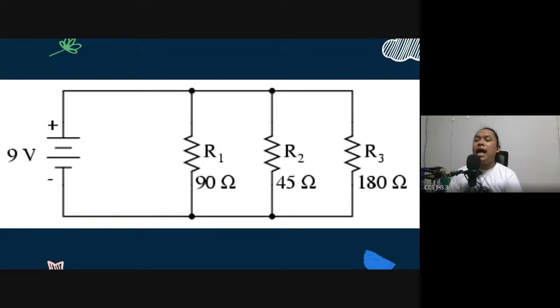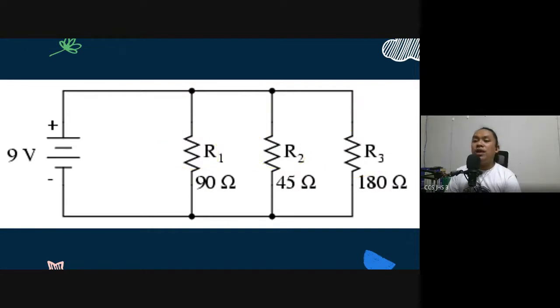Now, let's try to answer this problem. So we have here a circuit diagram for a parallel circuit. How can we tell that this is really a parallel circuit? As you can see, it has more than one pathway, one pathway for each load connected to our circuit. And our loads are across the circuit. So automatically, this makes it a legit parallel circuit.